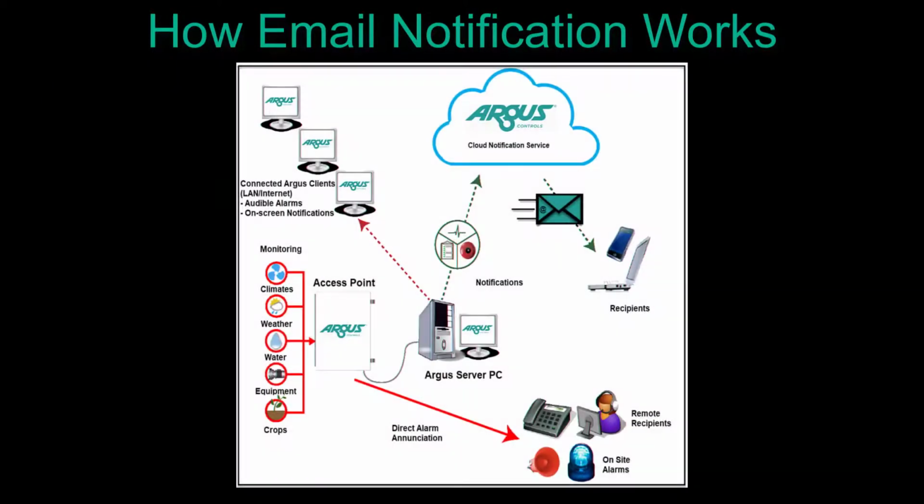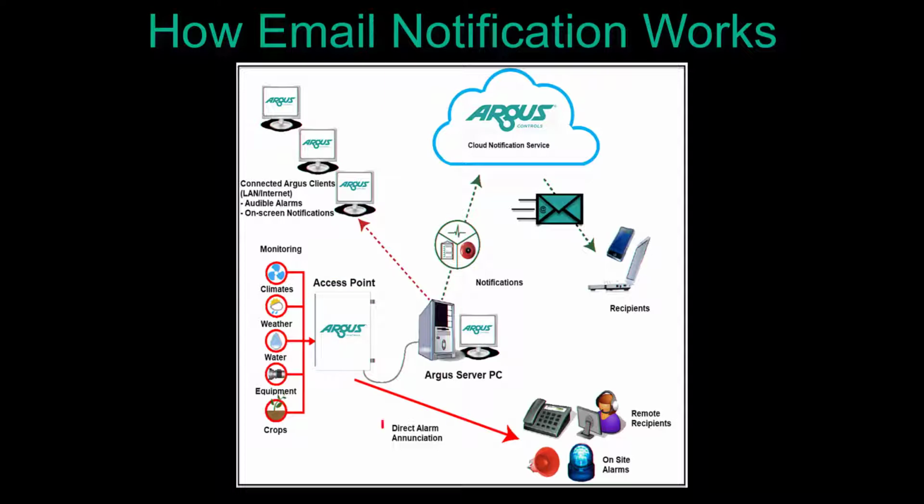How email notification works. The notification service is an optional add-on feature for your Argus system. Once enabled, you can set up any number of email notifications using our Argus Cloud server or your own using SMTP. This illustration shows the email notification service as well as the standard hardwired method of direct alarm annunciation triggered by the alarm contacts on the access point.